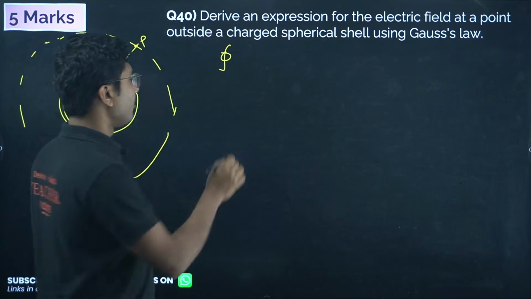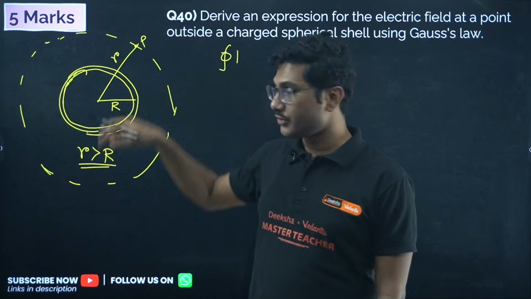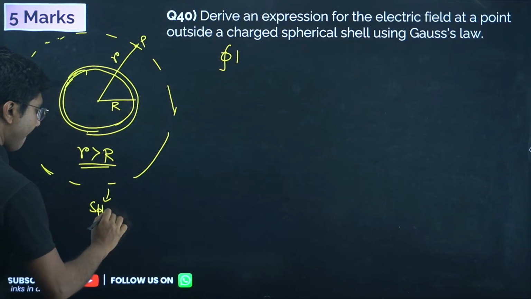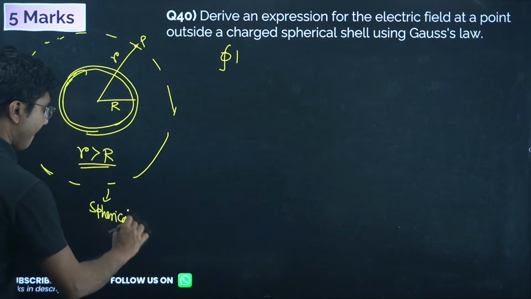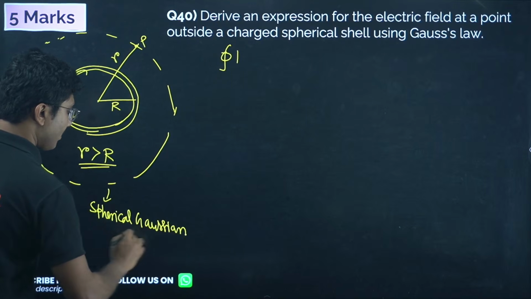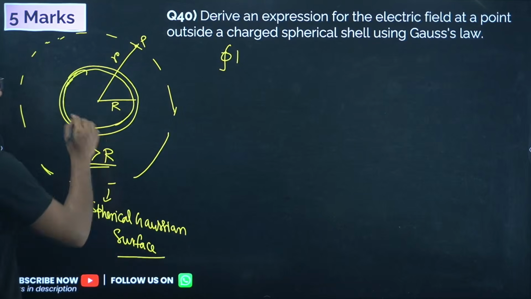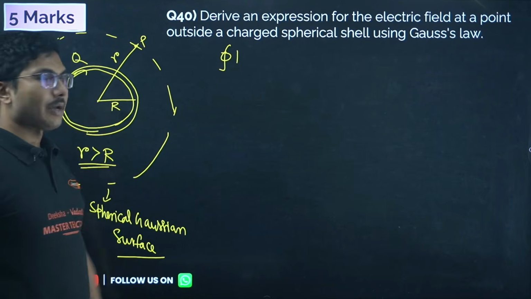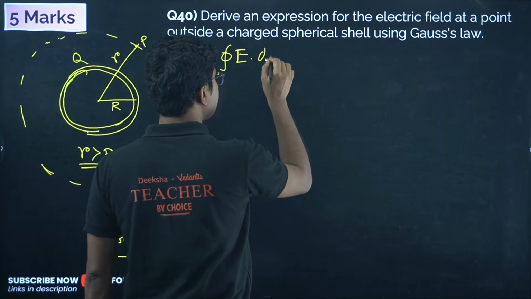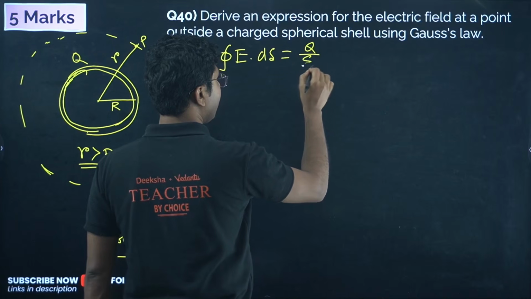Now from Gauss's law, let us construct a spherical Gaussian surface. This is a spherical Gaussian surface. The total charge on the sphere is capital Q. So we can say that the closed integral of E dot ds equals Q enclosed by epsilon naught.